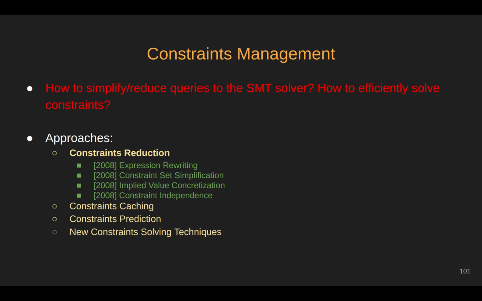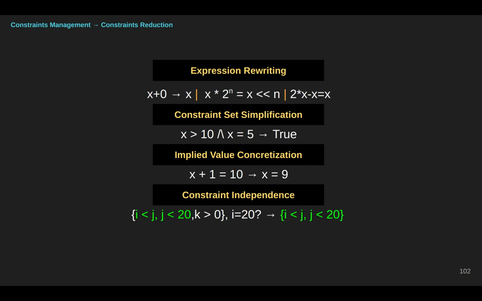Are there examples of this? Yeah, so these works. So expression rewriting. Instead of x plus 0, so instead of every time dealing with the plus, you just say it's x. And instead of x times 2 to the n, it's just a shift left by n. And then 2x minus x, you simplify it, it's just x.